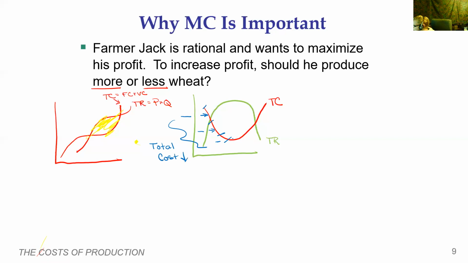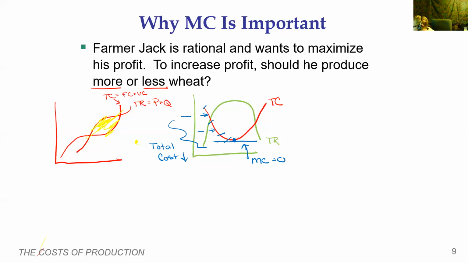Now, ask yourself, what would be the slope right here? Well, if we drew a tangent line, you can easily see that the slope right here of the total cost curve, which we would call marginal cost, is equal to 0 here. Because remember, marginal cost is just the slope of the total cost curve.